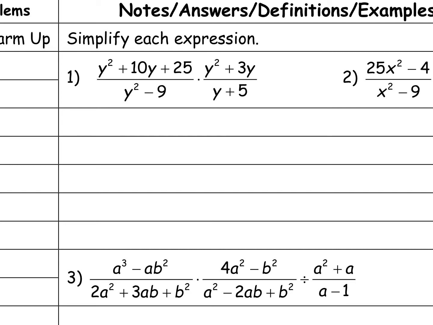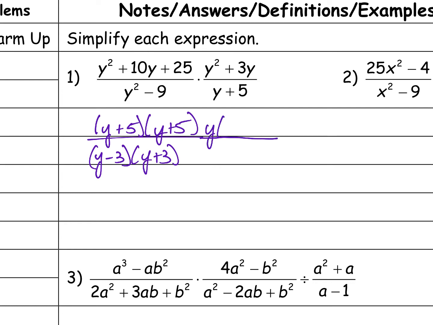So the main thing is really to factor this. The top factors to y plus 5 and y plus 5, and the bottom factors to y minus 3 and y plus 3. And then we get y times y plus 3 over y plus 5. Cross out or make ones, whatever you want to say. And I should get y times y plus 5 all over y minus 3.